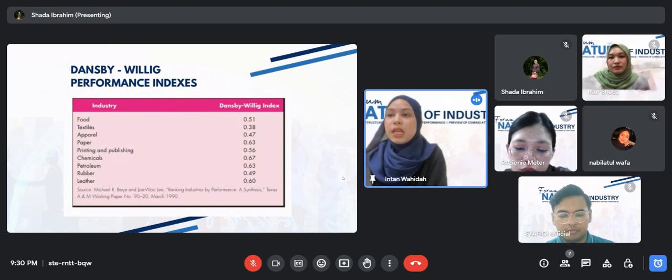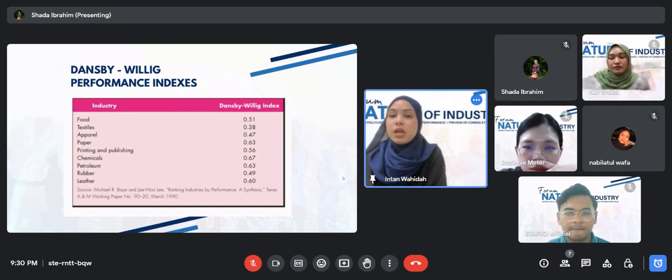If the Dansby-Willett Index for an industry is zero, there are no gains to be obtained by inducing firms in the industry to alter their outputs. Consumer and producer surpluses are maximized given industry demand and cost conditions. When the index is greater than zero, social welfare would improve if industry output were expanded. An industry with a large index value has poorer performance than an industry with a lower value.